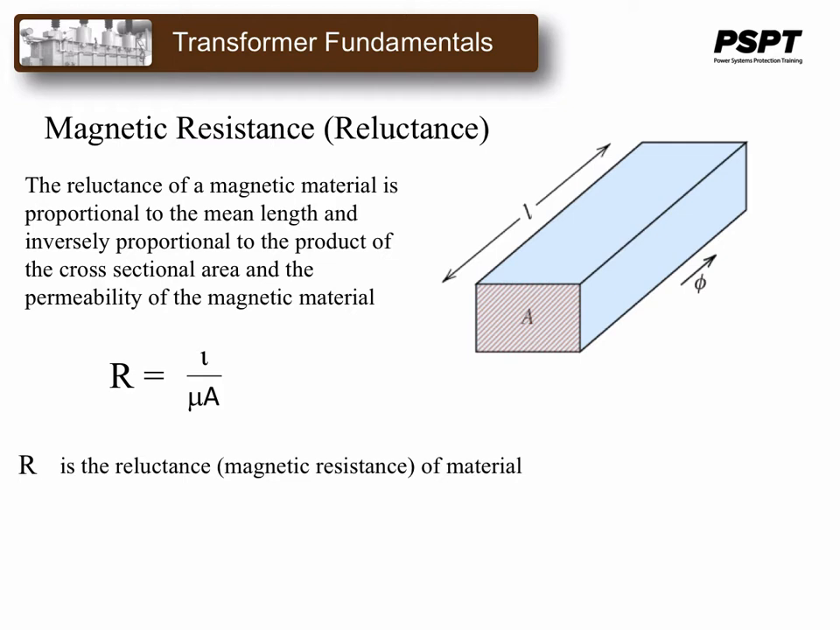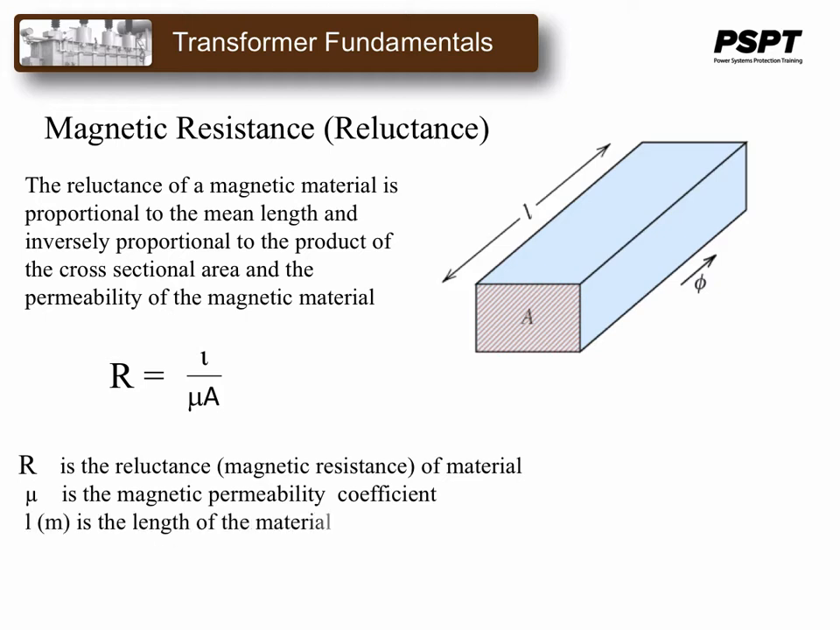or magnetic resistance of the material, mu is the magnetic permeability coefficient, L is the length of the material in meters, and A is the cross-sectional area of that material in square meters.